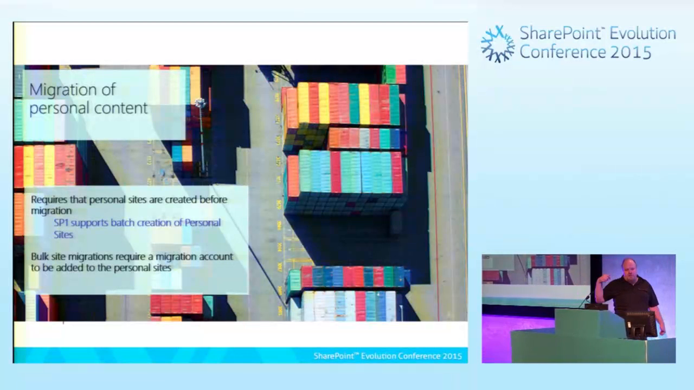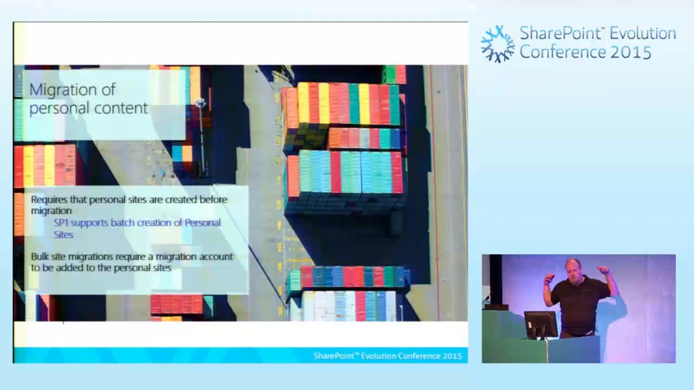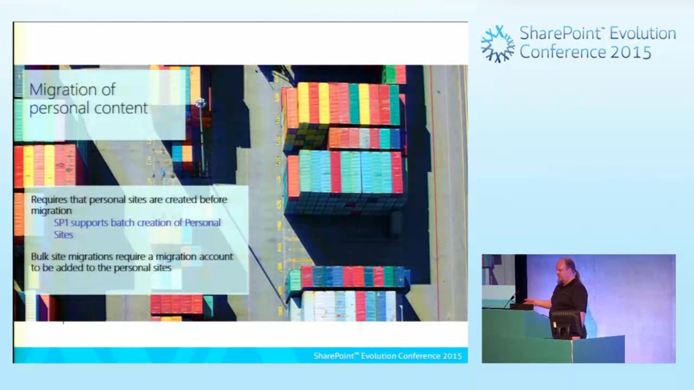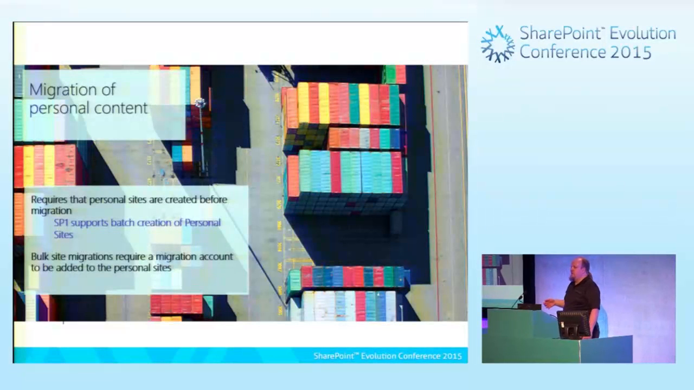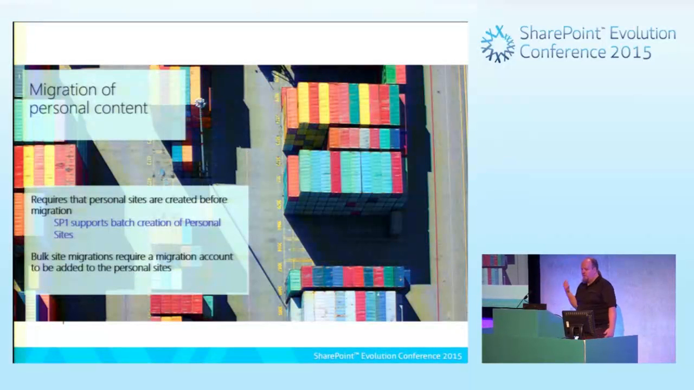The other thing I already mentioned: if you do bulk migrations, you usually have to assign a migration account into the personal site. Because by default, when you deploy a personal site, it is, like the name says, personal. So the only one who has access to your personal site is you. We have a script where we can set the secondary site collection owner, for instance, to be the migration account. Then we perform the migration, and once we're done, we remove it.